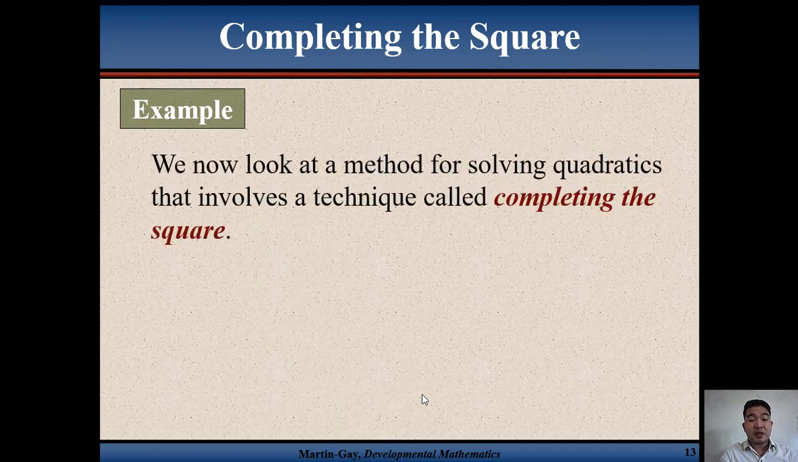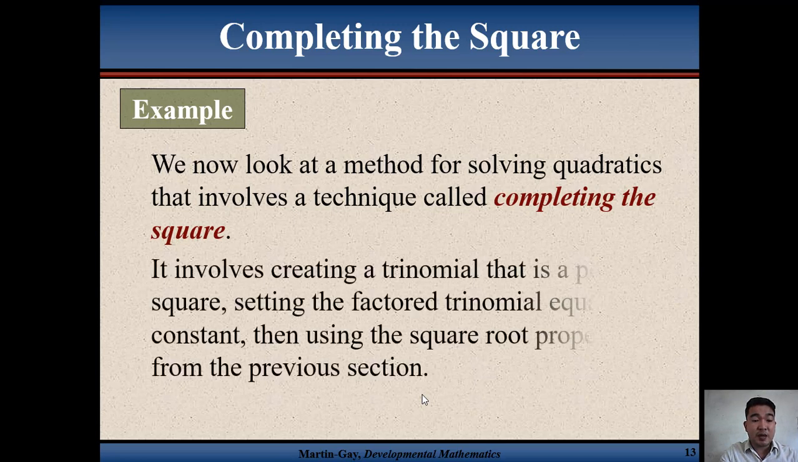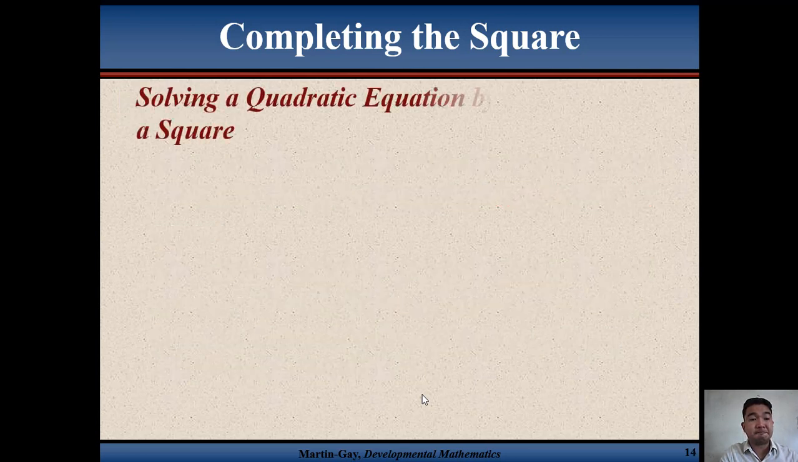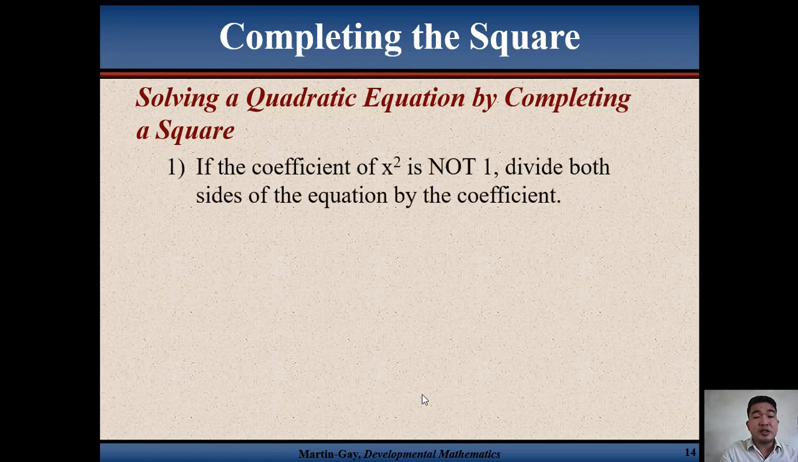We now look at a method for solving quadratics that involves a technique called completing the square. It involves creating a trinomial that is a perfect square, setting the factored trinomial equal to a constant, then using the square root property from the previous section. Okay. Solving a quadratic equation by completing the square, this is the first step. If the coefficient of x squared is not 1, divide both sides of the equation by the coefficient.